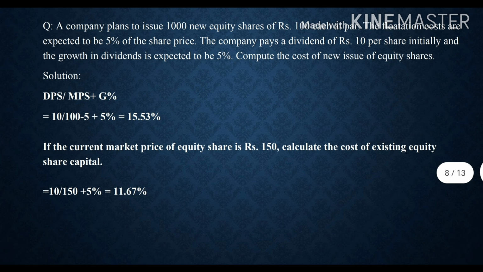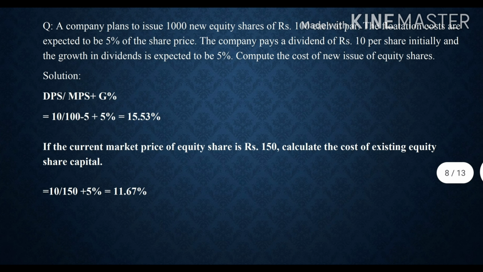Take this question. A company plans to issue 1000 new equity shares of rupees 100 each at par. The flotation costs are expected to be 5% of the share price. The company pays a dividend of rupees 10 per share initially and the growth in dividends is expected to be 5%. Compute the cost of new issue of equity shares.